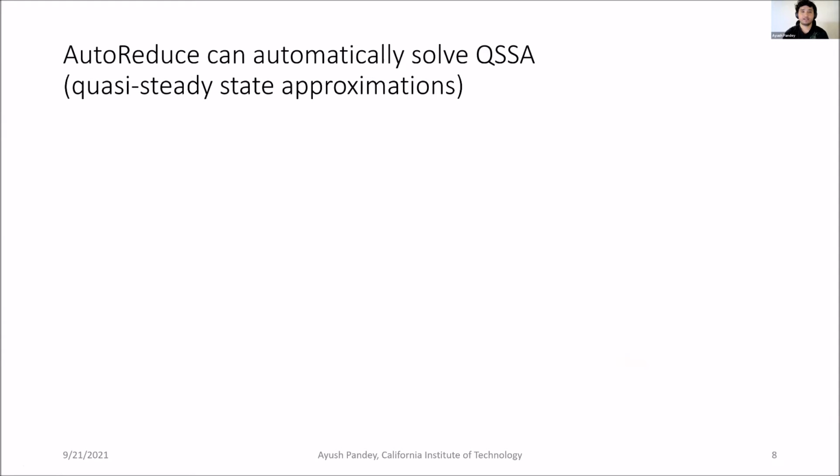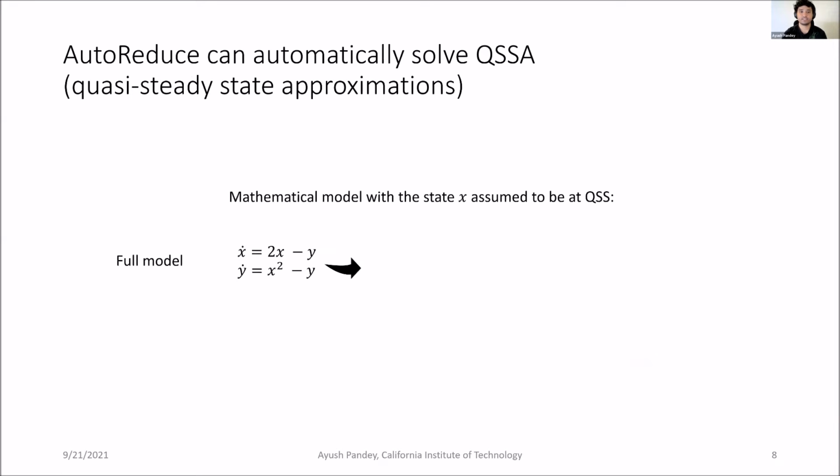The second and important step in model reduction is the assumption of a quasi-steady-state approximation. So AutoReduce can automatically solve QSSA problems. As an introduction to what a quasi-steady-state approximation is, consider this arbitrary mathematical model here. Say you have two states, X and Y, where the dynamics are X dot, dx over dt, equals 2x minus y, and y dot, dy over dt, equals x squared minus y.